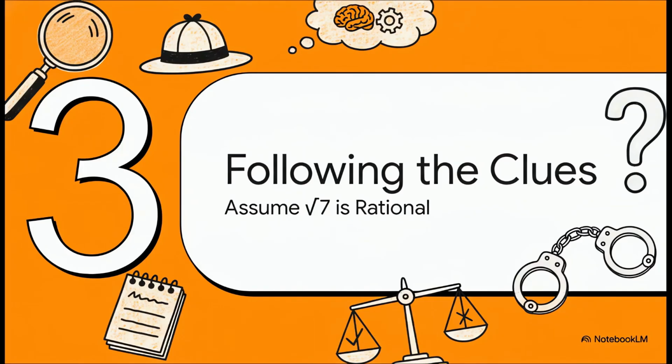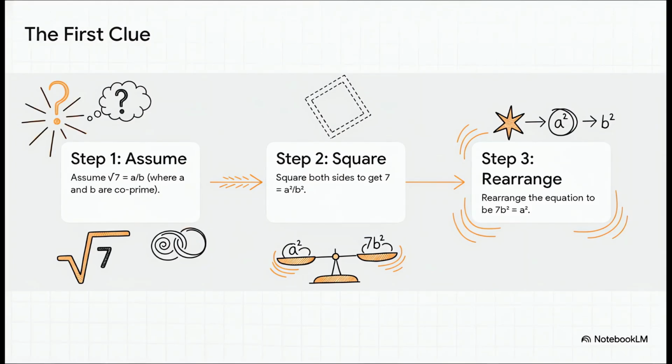All right, tools are ready. Suspect is in the room. Let's begin the interrogation. Like we said, our first move is to assume the suspect's alibi is solid. Let's just pretend for a moment that the square root of 7 is a perfectly normal, rational number. So let's get into the math and see where this leads.